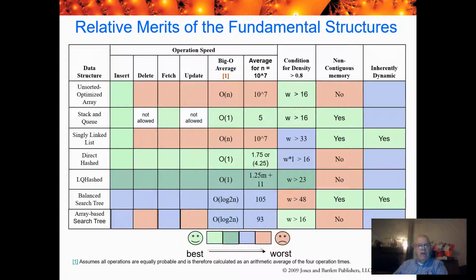Here's the relative values. Notice that the array-based tree, with the 2i plus 1, 2i plus 2 rule, has pretty poor complexity in the delete and update, whereas all the rest is good.